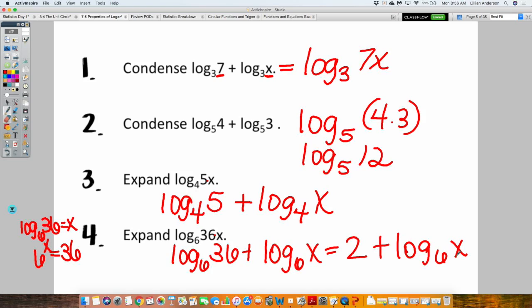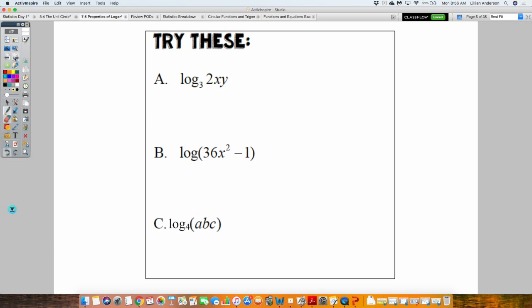Now, these are some simple ones. Okay? Let's look at some harder ones. All right? On your desk, I want you guys to do A and C, but save B for me. If you think you can do B, give it a whirl. But I want you guys to do A and C for sure.